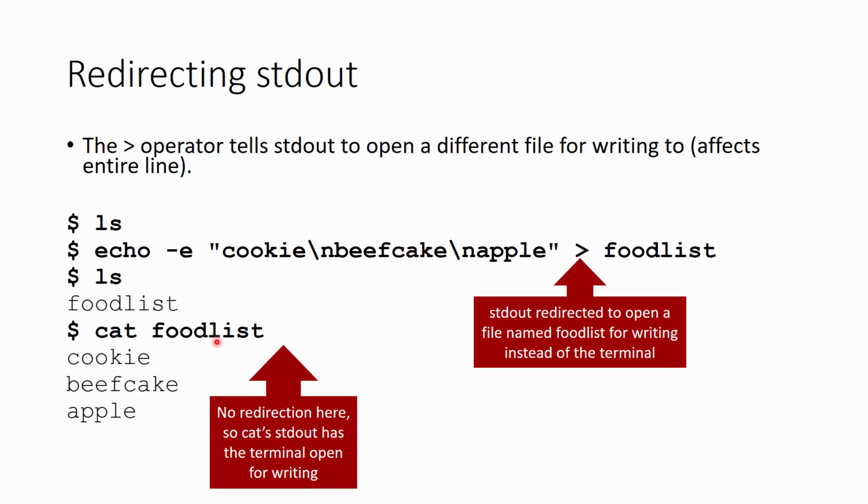I can cat out the contents of that, and I get exactly the contents I put into it: cookie, beefcake, apple. So in this cat command, there was no redirection that was done, so the terminal was open for writing inside the cat command. That's where standard out was pointing, so that's where the data was sent, and it's pointing at the terminal, so we see it on the terminal.